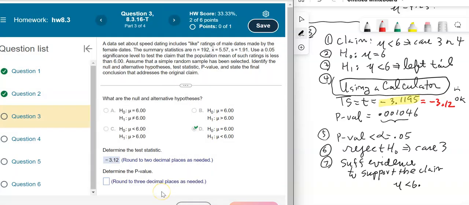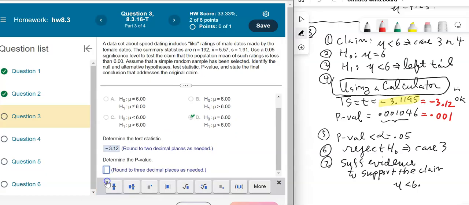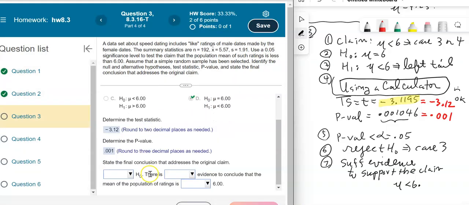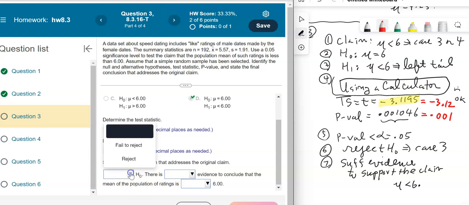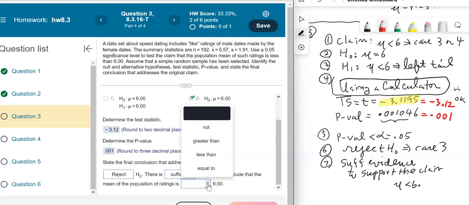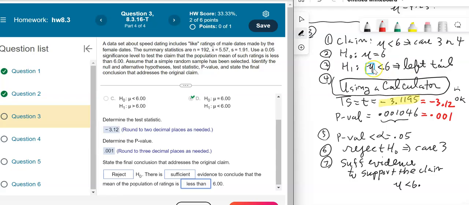And then the p-value is to three decimals. So let me look at it. So this p-value is 0.001. Okay. Now, what is it? Reject the null hypothesis. There is sufficient evidence that mu is less than 6, because that's the claim, right? Less than there.